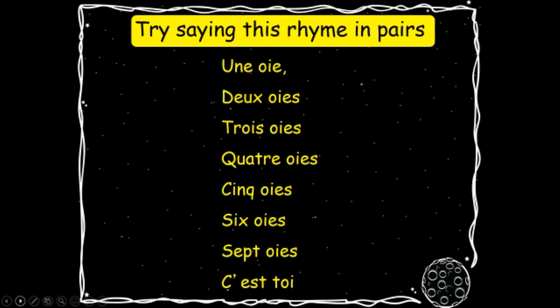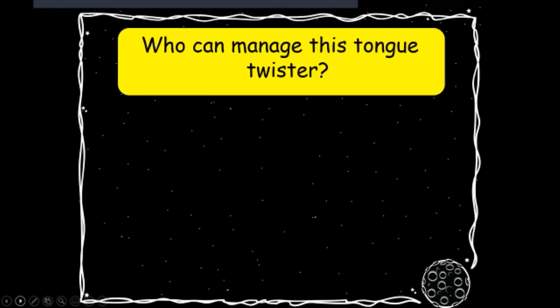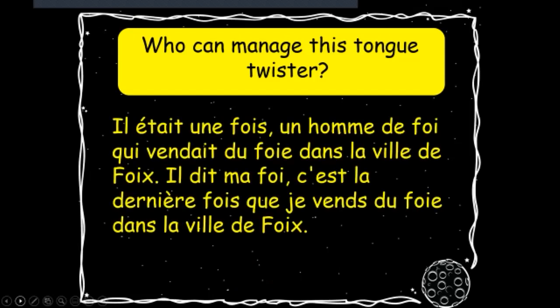Or we could give them a tongue twister like this one. And this is one of the most famous French tongue twisters, a bit like she sells seashells on the seashore. Il était une fois un homme de foi qui vendait du foie dans la ville de Foix. So I won't play the whole thing, but you get the idea.